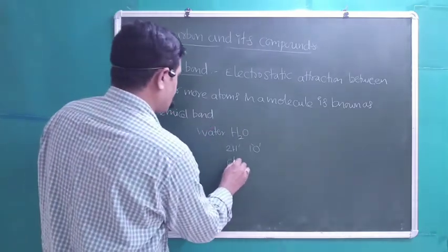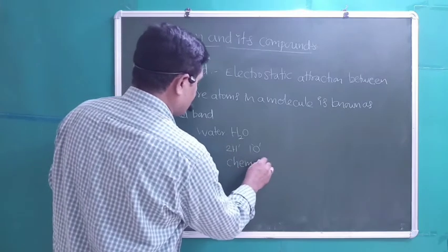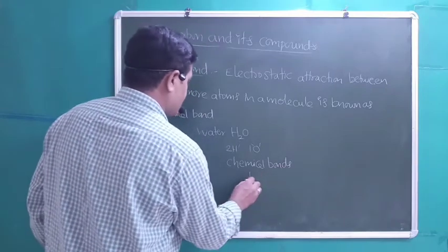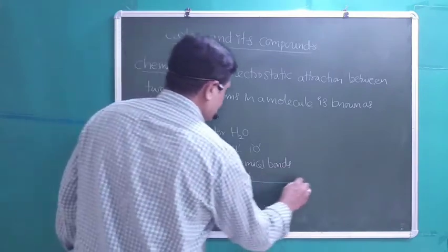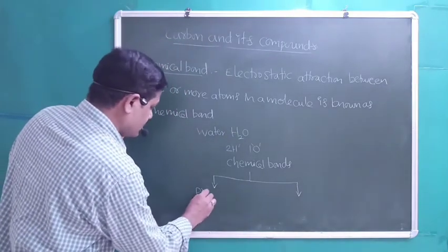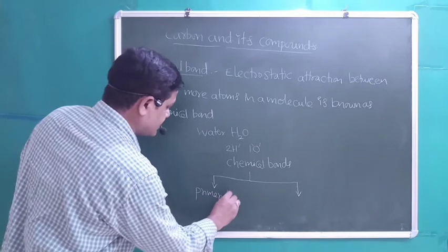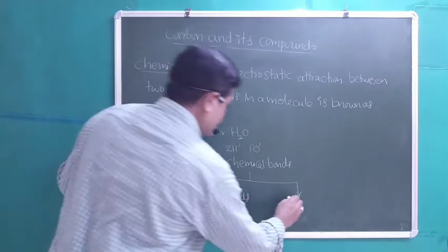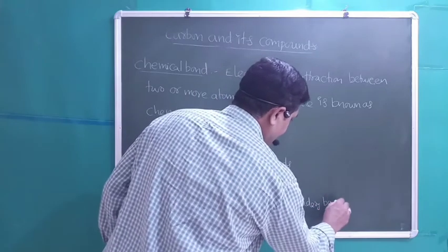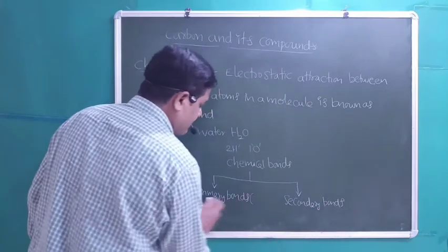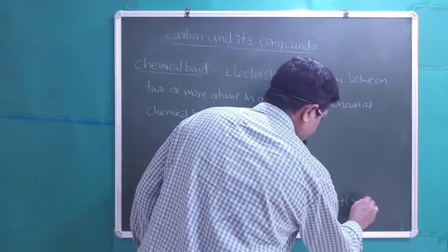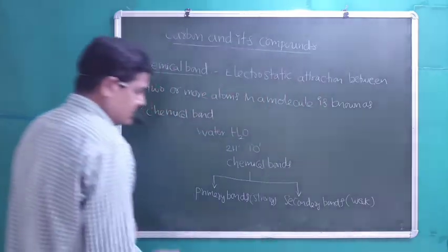Chemical bonds are classified into two types based on relative strength. They are primary bonds and secondary bonds. Primary bonds are relatively strong, secondary bonds are relatively weak.